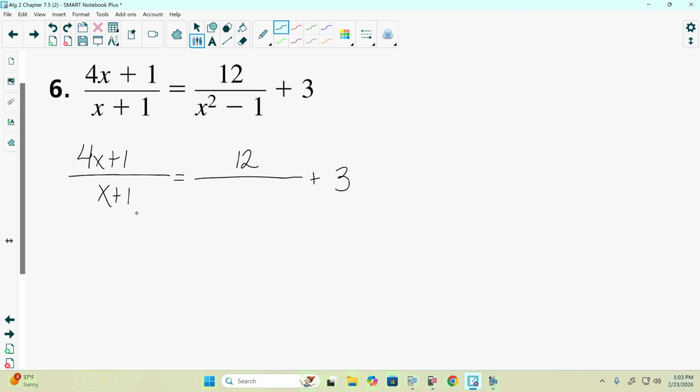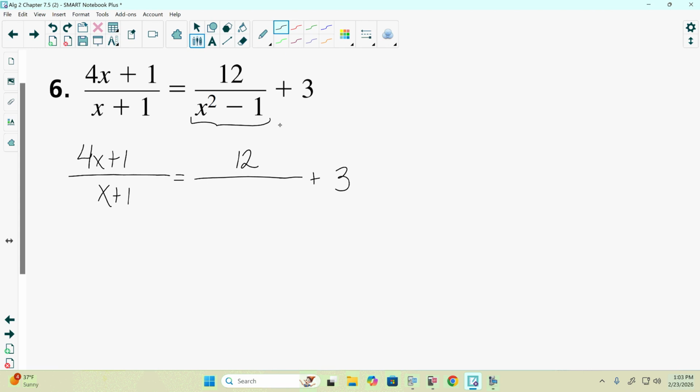This one here we have 4x plus 1 over x plus 1 is equal to 12 over x squared minus 1, plus 3. And when we go through and solve these, this one's a little bit different because of the x squared minus 1. Before we find restrictions, before we start solving, we want to make sure that each of these denominators is factored as far as possible.